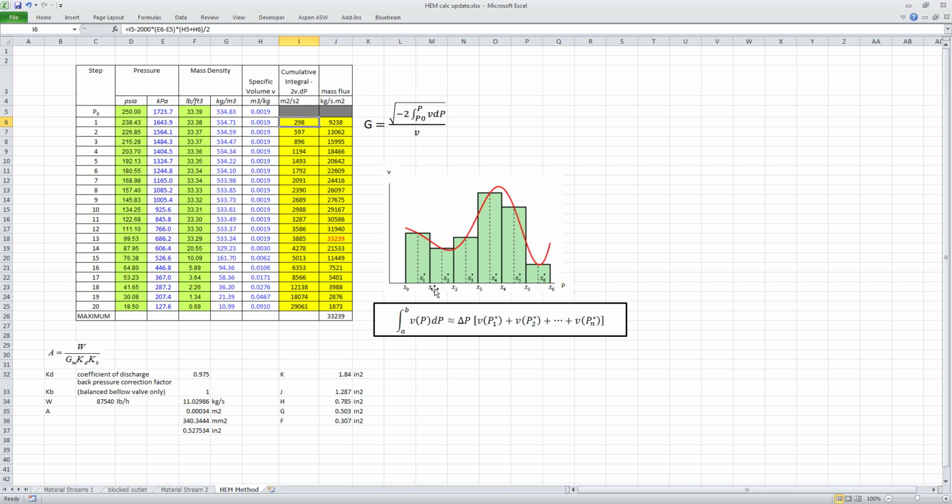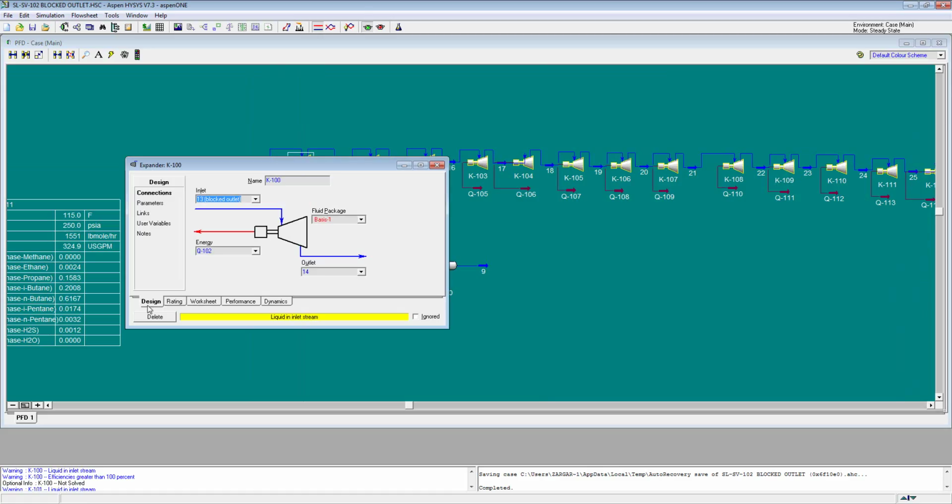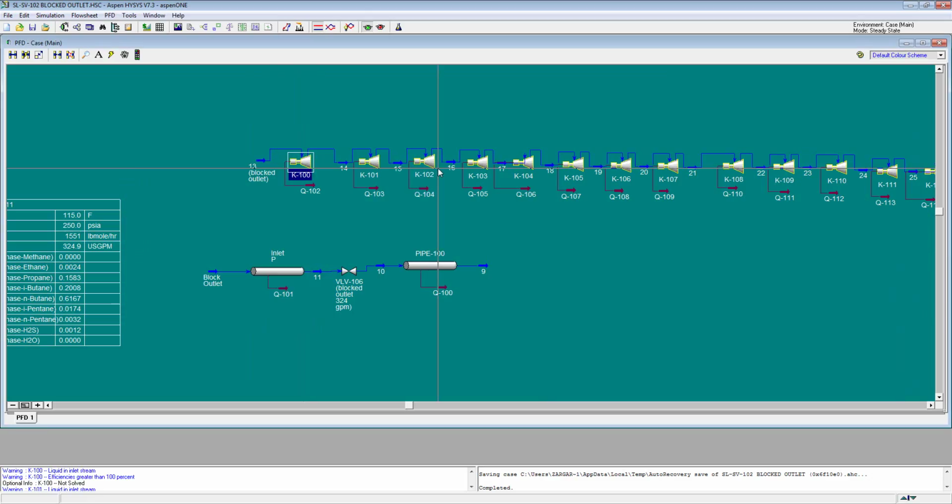There are two methods to generate the mass densities in HYSYS. The first one is using a series of expander units, and in the design tab under parameters we define polytropic efficiency of 100. The number of expanders should be as many as the number of steps, which is 20 in this case. The second method is a shortcut and faster one by means of adding a property table. I'm going to explain in a couple of minutes how to add a property table.